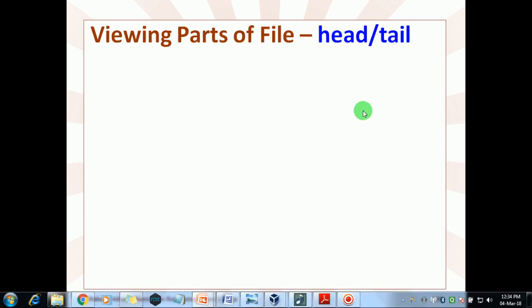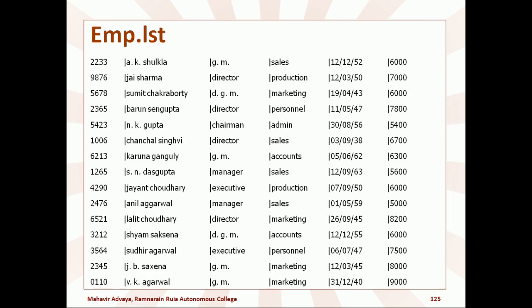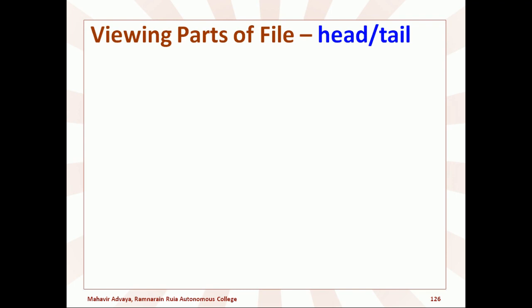First we'll see how to view the parts of your file, that is the head and tail commands. If you want to see just a few lines, and your file consists of a lot of records, like 100 or 200 records, how do you view the contents part by part? We use the commands head and tail.